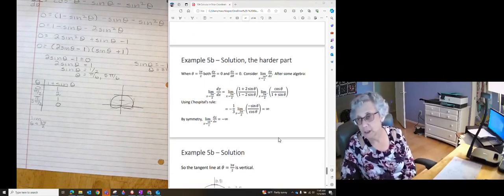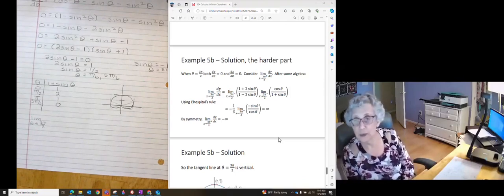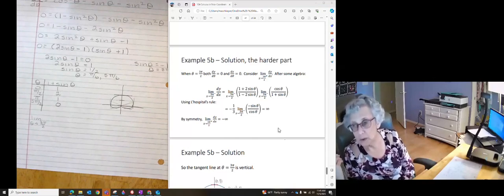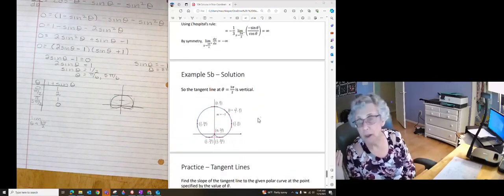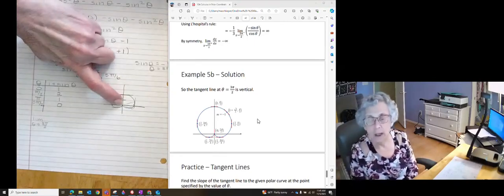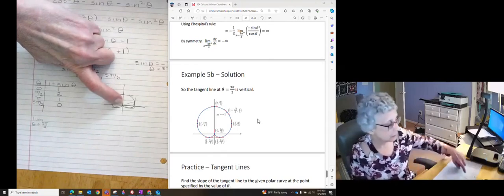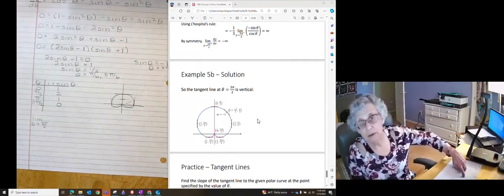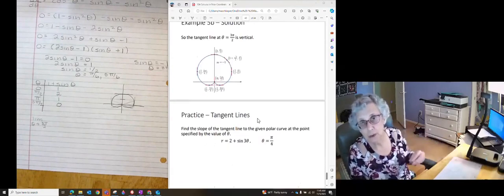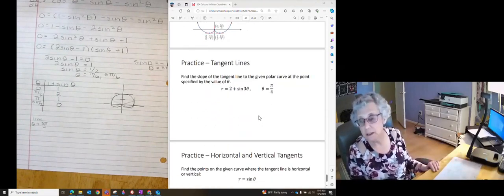Solution, the easy part, here's the harder part. So, when theta is 3 pi over 2, both dy d theta and dx d theta are 0. So we look at the limit as theta approaches from the right or from the left. Using L'Hopital's rule, we end up with infinity. So I'm okay with you looking at the picture and telling me, I can tell by the graph, that the tangent line there is vertical. The derivative does not exist there.